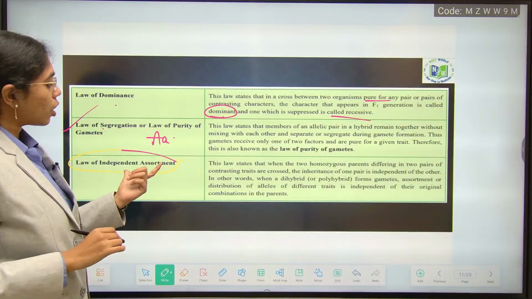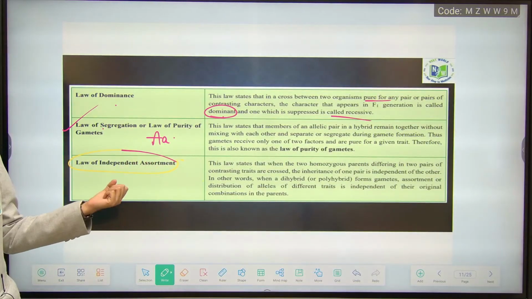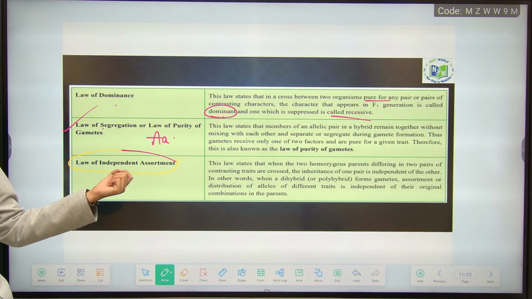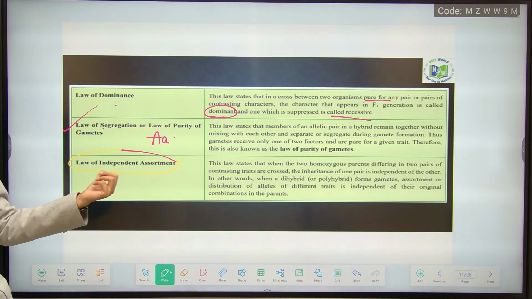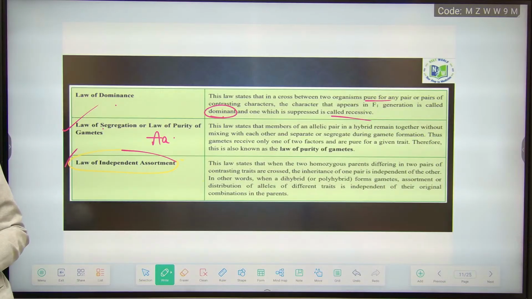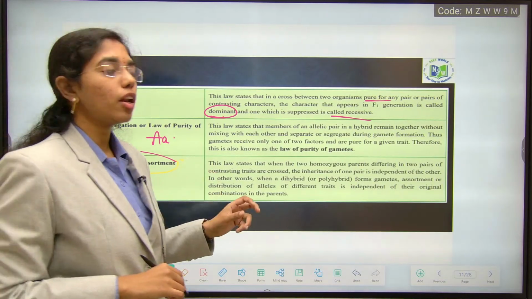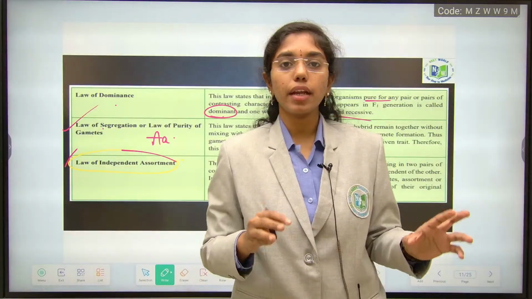When contrasting traits are crossed, the transmission of one pair of alleles is independent of the other pair, as stated in the law of independent assortment. I hope all the three laws are clear to you. If you have any doubt, you can ask me.